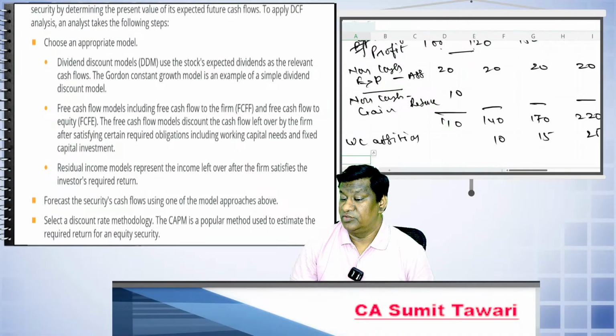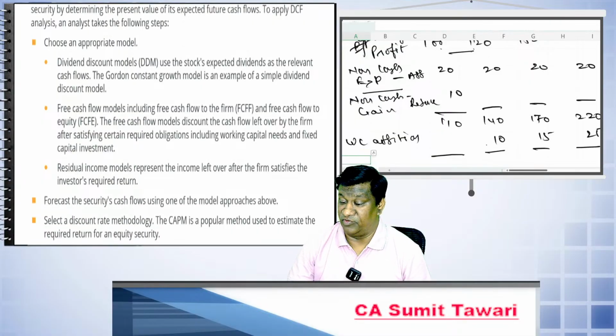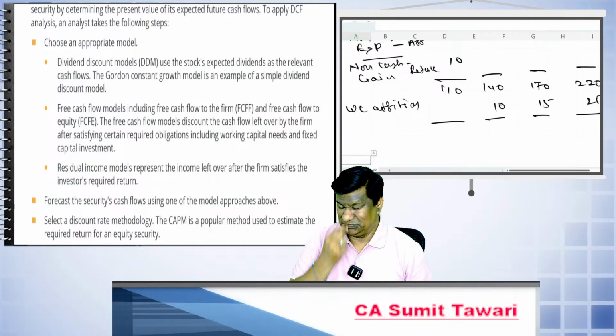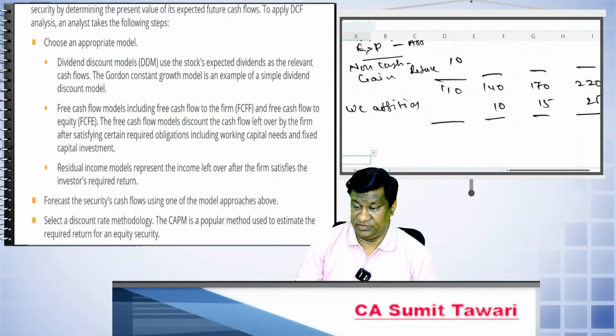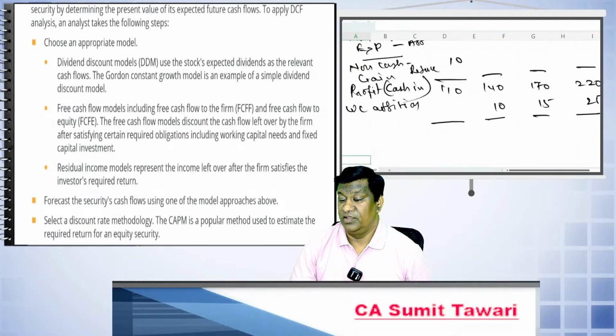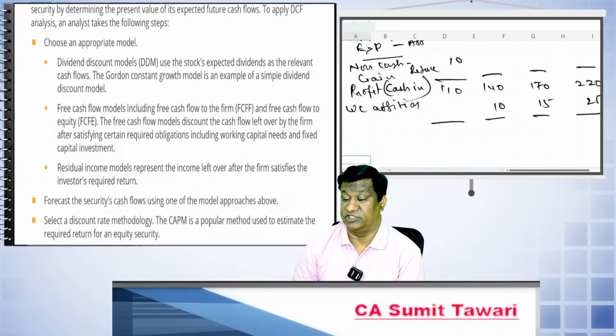To calculate the cash flow, whether I need to deduct or add this amount, can anyone tell? So this is my profit. I adjusted the non-cash items, so it is basically the cash in a business. Working capital we are investing. So what does it mean? Additional working capital we required. What does it mean? Cash in or cash out?